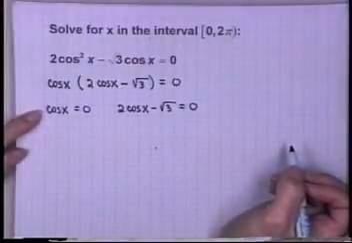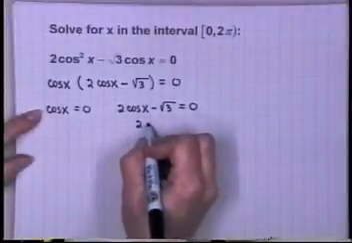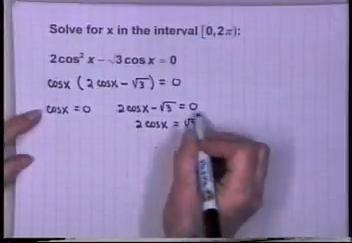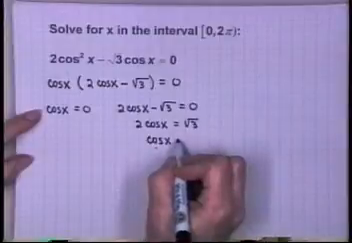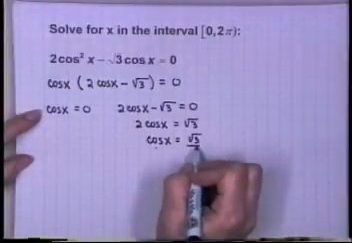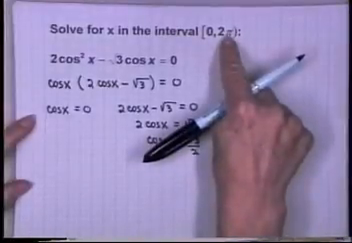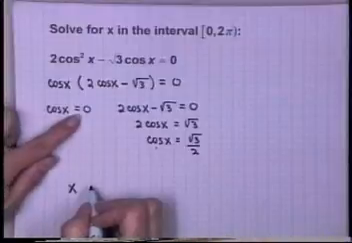This first one is already solved for the trig function, so let's work on this second one. 2 times the cosine of x would equal positive square root 3 if I add that square root 3 to both sides. And then dividing by 2, I get cosine x equals the square root of 3 divided by 2. Now notice again, we're getting radian solutions between 0 and 2 pi. So let's look at our first factor here.